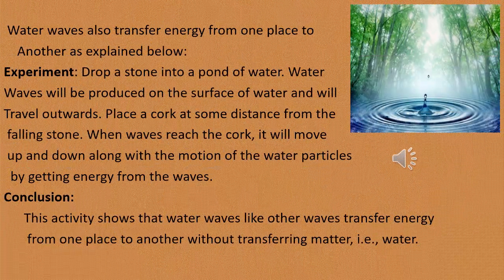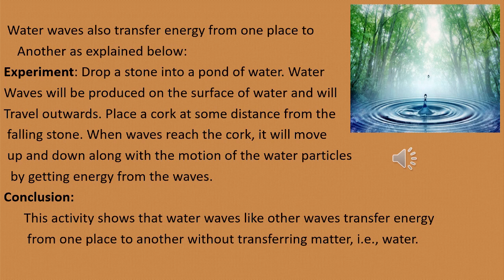Now the topic is explained with the help of water waves. Water waves also transfer energy from one place to another as explained below. Experiment: drop a stone into a pond of water. Water waves will be produced on the surface of water and will travel outwards. Place a cork at some distance from the falling stone. When waves reach the cork, it will move up and down along with the motion of the water particles, by getting energy from the waves.